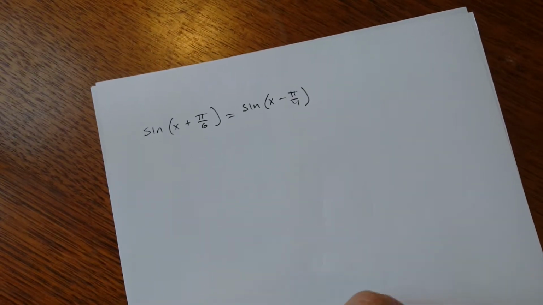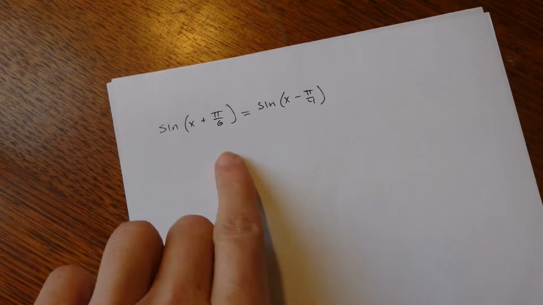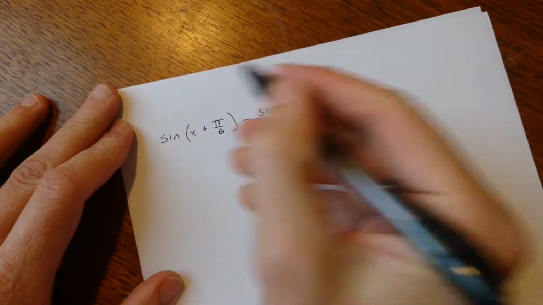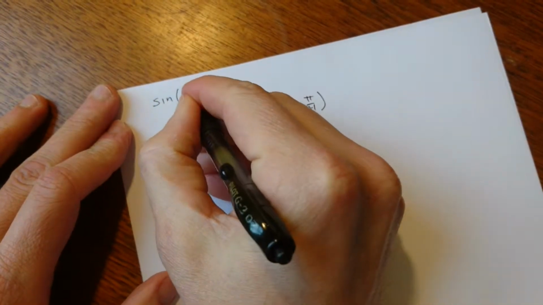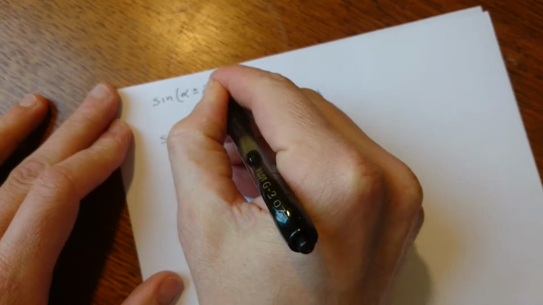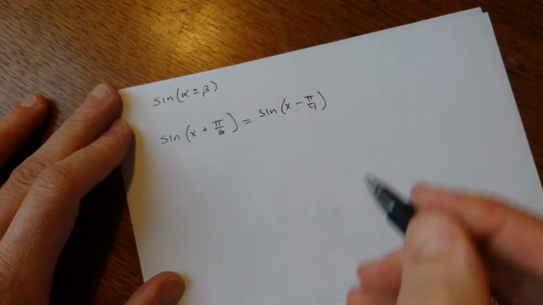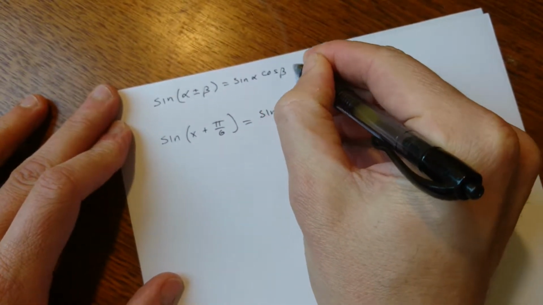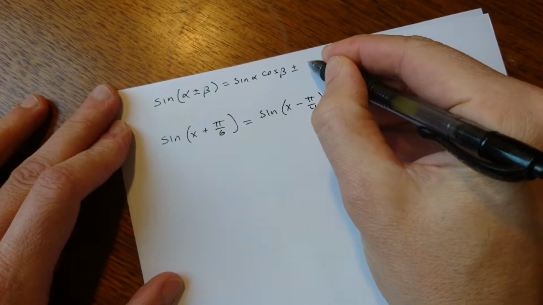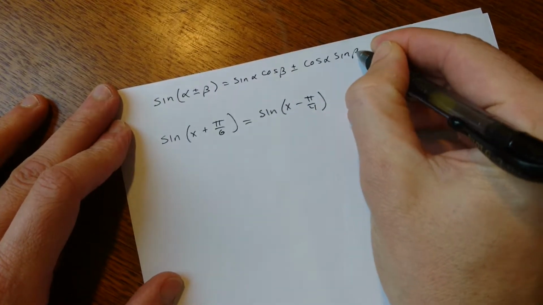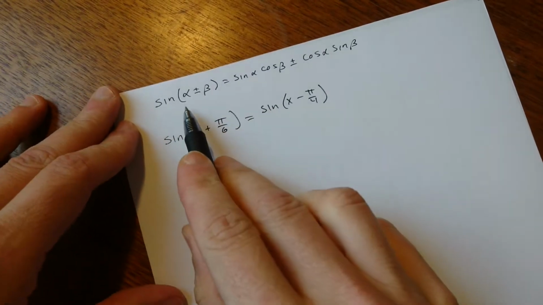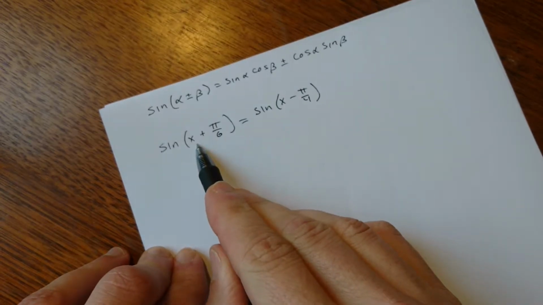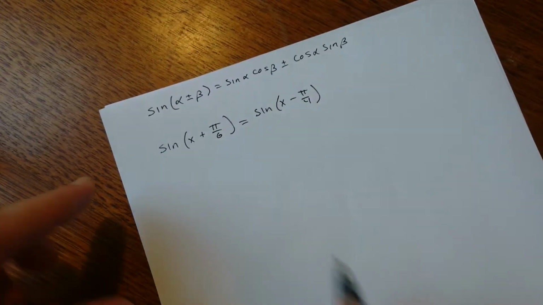So looking at this, a good place to start, since we've got sine of a sum and sine of a difference, is the sum and difference formulas for sine. So I'm going to go ahead and write that at the top here. I'm going to write them as one using plus or minus. Sine of alpha plus or minus beta is sine of alpha cosine of beta plus or minus cosine of alpha sine of beta. Okay. So I am going to try using these two formulas, the sum on this side, the difference on this side, and see if anything useful emerges.